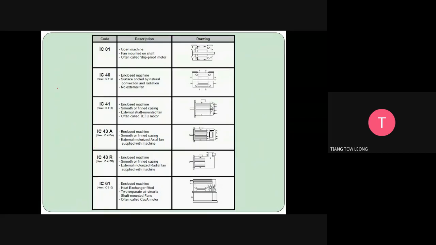So the codes we have are IC 01, 40, 41, 43, 43R, 61. Usually we will have this code at the nameplate of the electrical motor. There are a lot of enclosures. Just have a look.